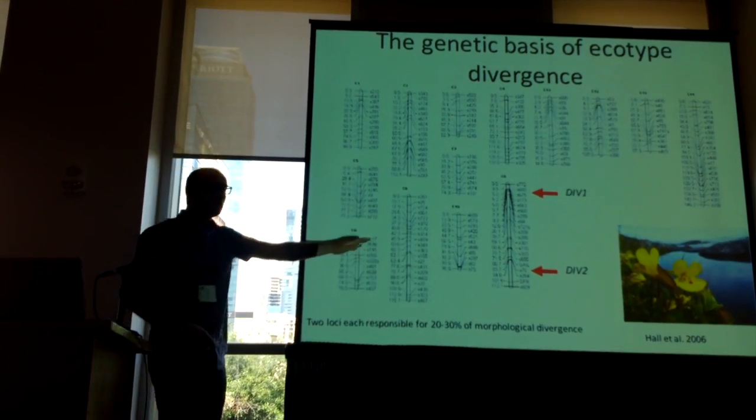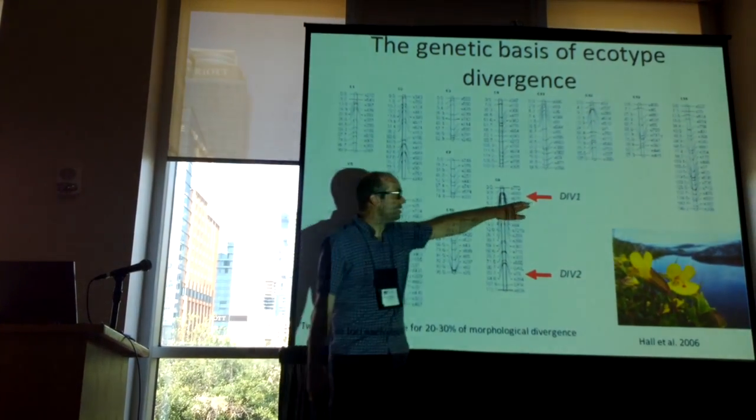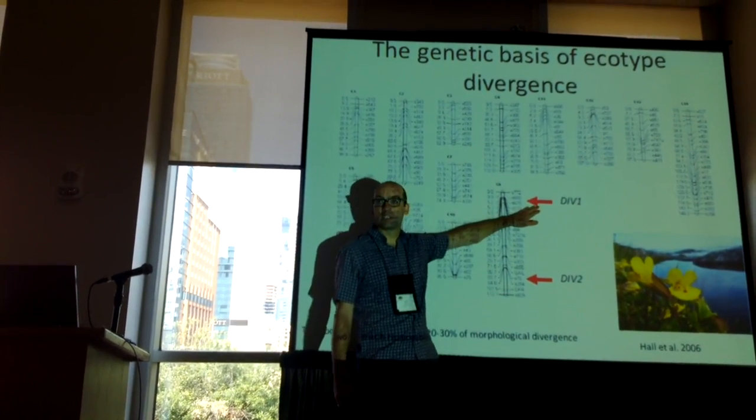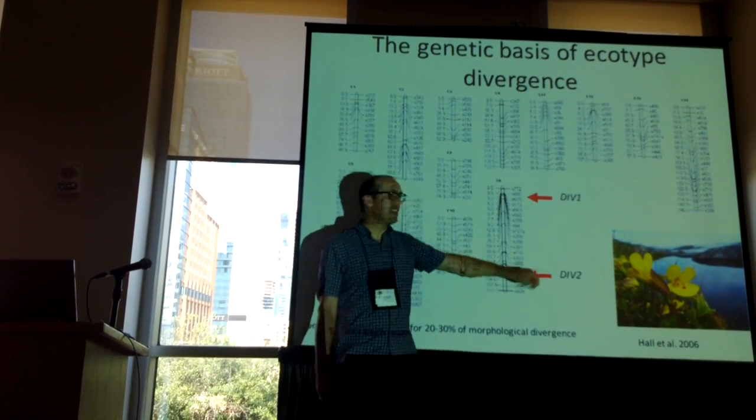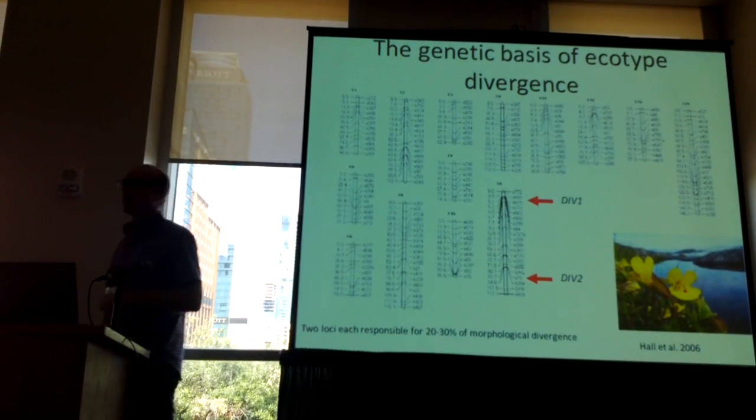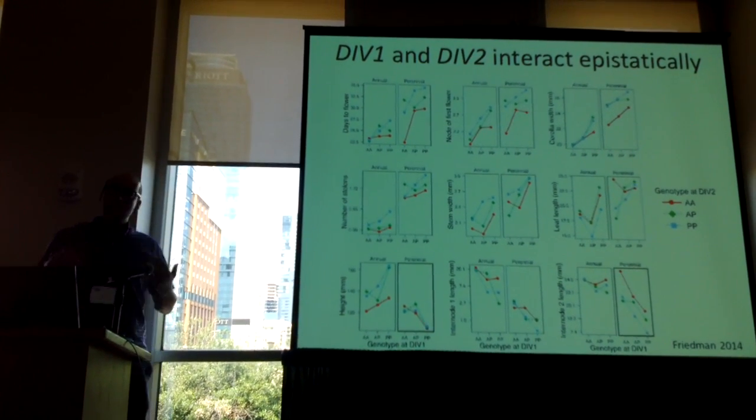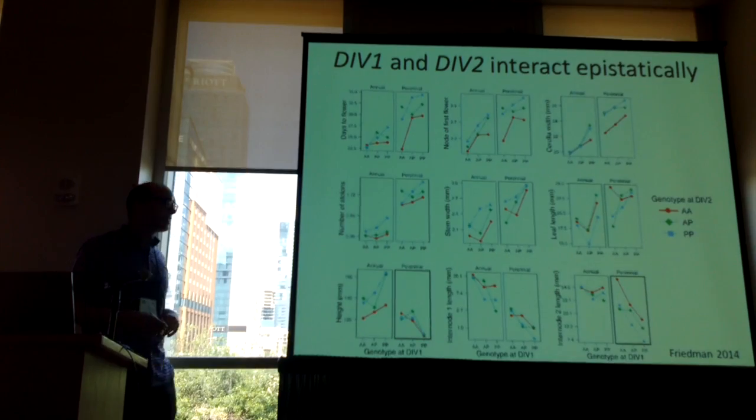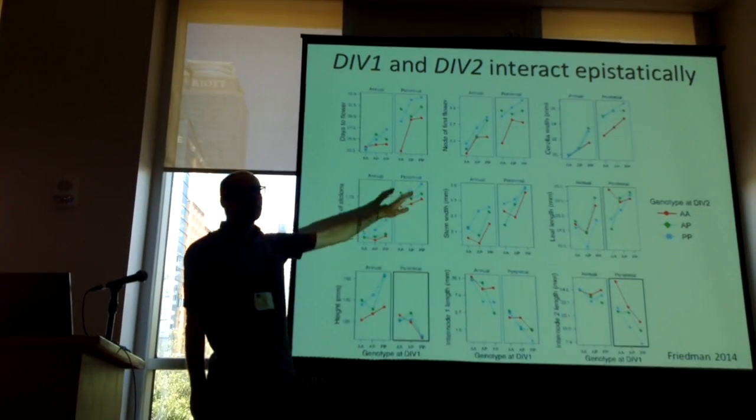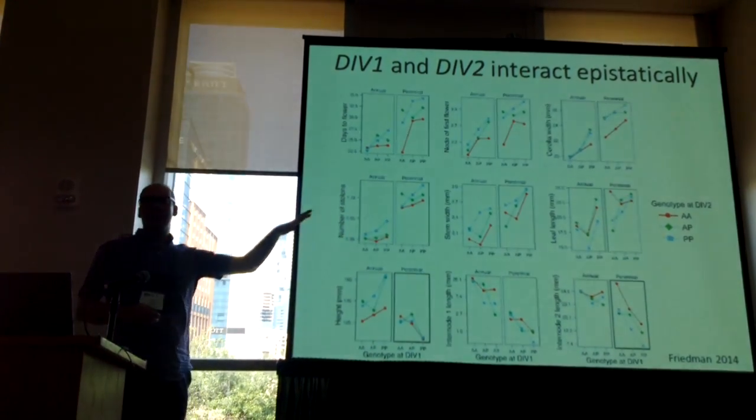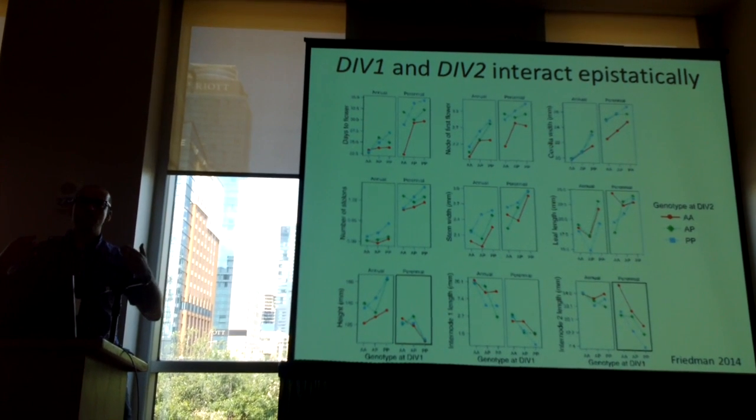So, to tell you about developmental evolution, we have these two QTLs that we knew of before, DIV1, which is one of the chromosomal inversions, which we know is adaptive, and DIV2, which is another locus on chromosome 8. So, Janice Friedman's done some really neat work with some near isogenic lines that I made, where she showed that these two loci interact epistatically. So they may be in like the same type of molecular pathway.